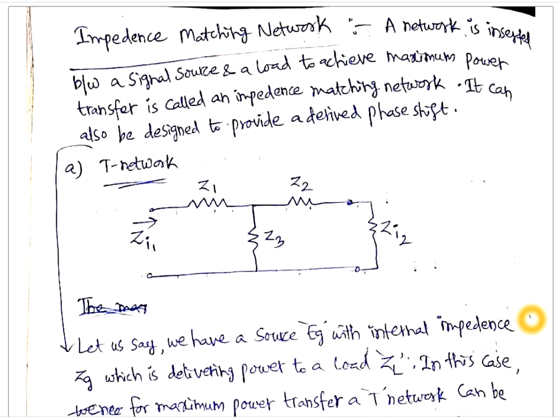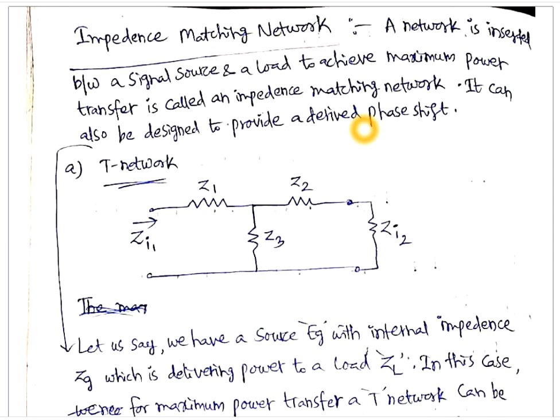So in this lecture we will see impedance matching network. So first of all, what is that? A network inserted between a source and a load to achieve maximum power transfer is called an impedance matching network. So the network which is inserted between a signal source and a load to achieve maximum power transfer is nothing but an impedance matching network. The impedance matching is required for maximum power transfer purpose.